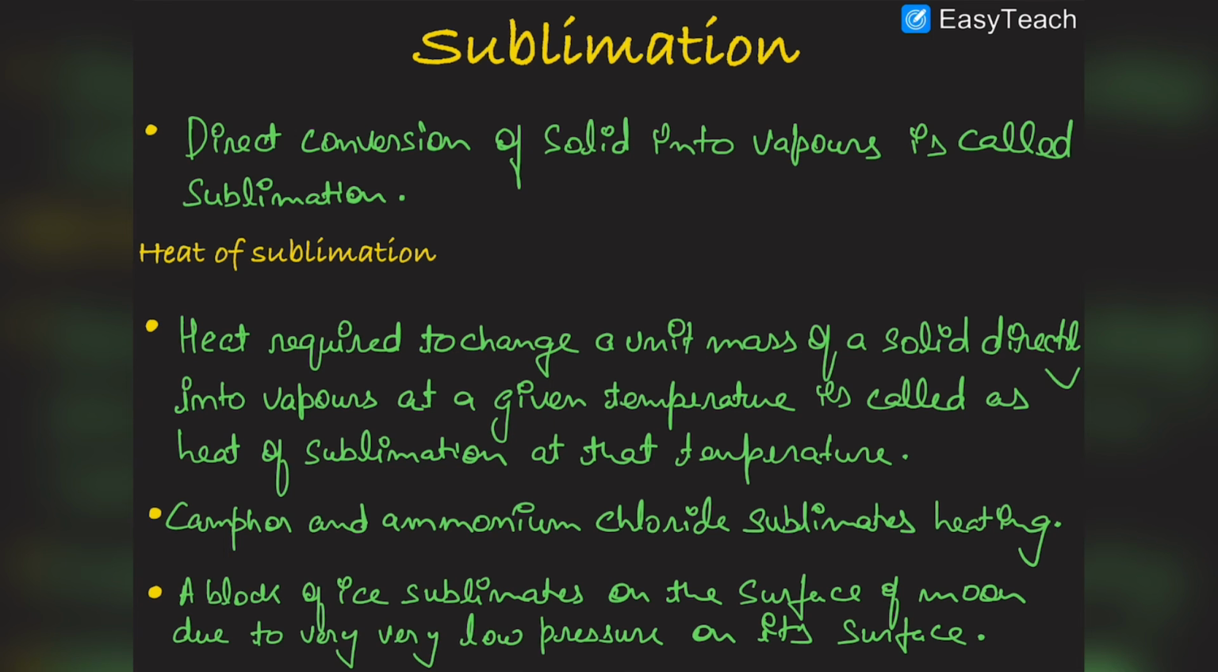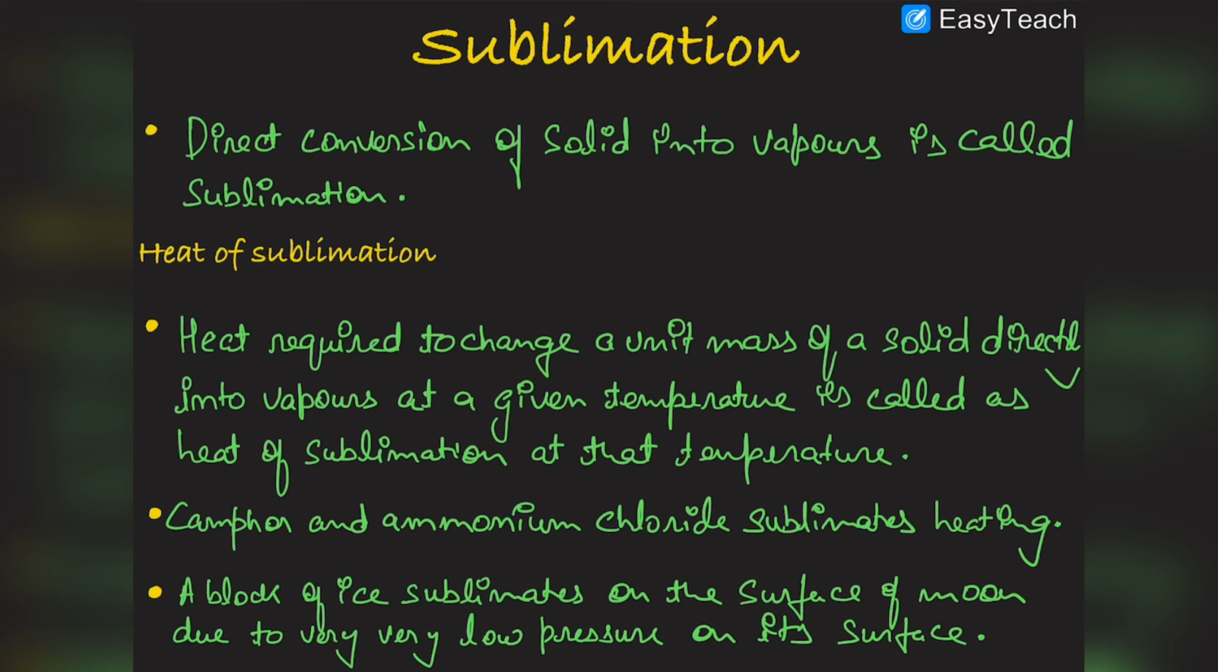Now sublimation. Sublimation is the direct conversion of solid into vapors, and we have obviously seen camphor at our home sublimate. The heat of sublimation is the amount of heat required by a unit mass of a solid to directly convert into vapors at a given temperature. And obviously heat of sublimation is also temperature dependent, so at different temperatures the heat of sublimation would be different.